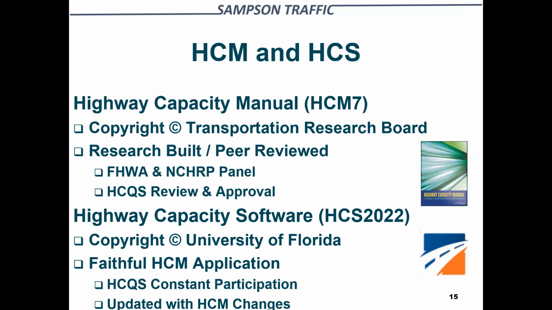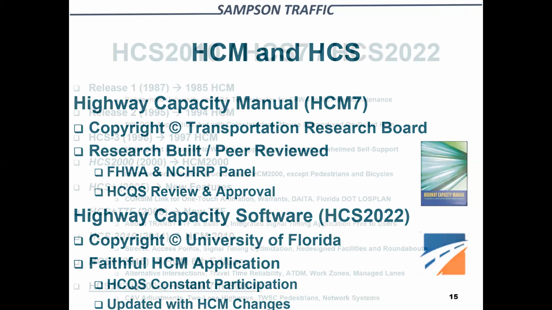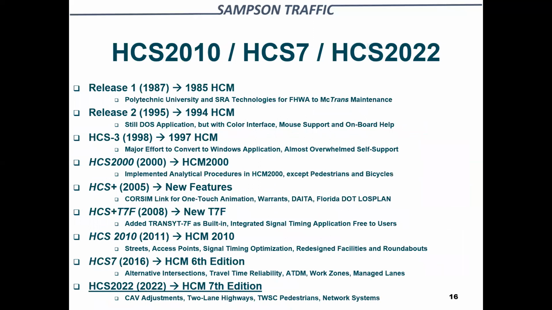Highway Capacity Software, maintained at the University of Florida, is faithful. Whatever the manual says, it's the tool that implements it. The McTrans folks stay very close to the committee, always there, knowing any slight change that is formally approved, and move it right into the software right away. Brief history of the HCS: you see down toward the bottom, HCS 7 was implementing the 6th edition of the manual in 2016, HCS 2022 implementing the 7th edition.